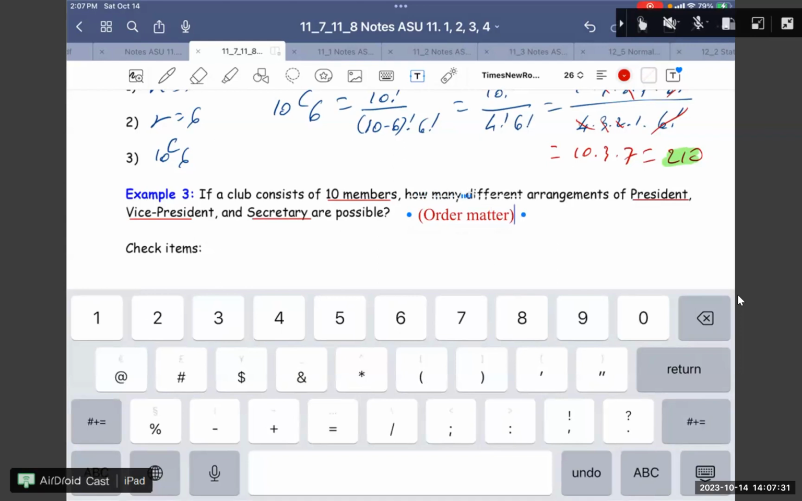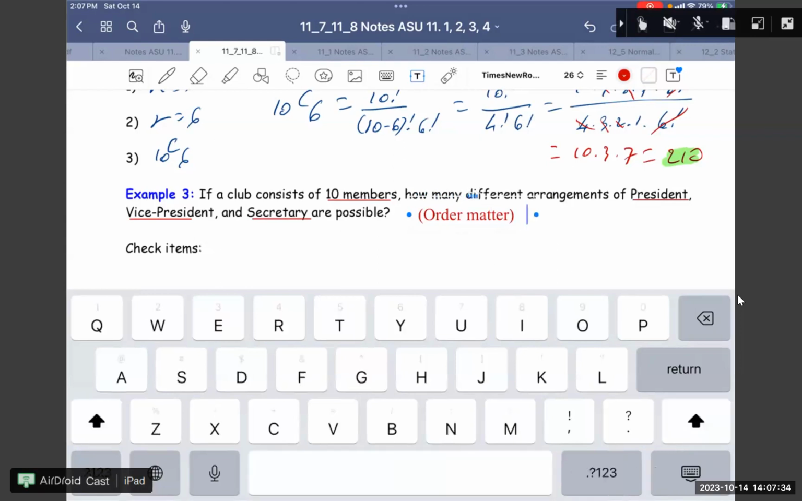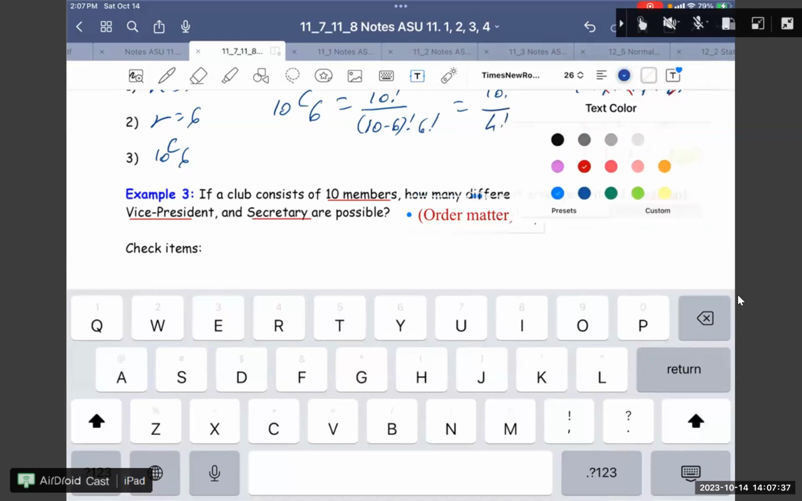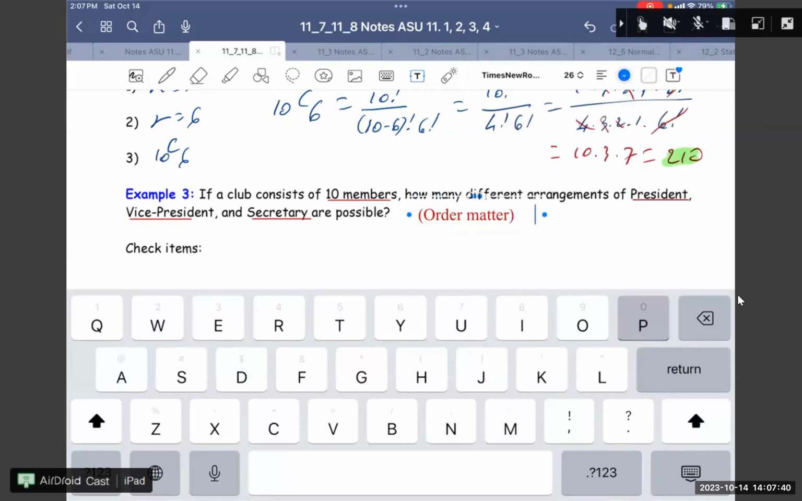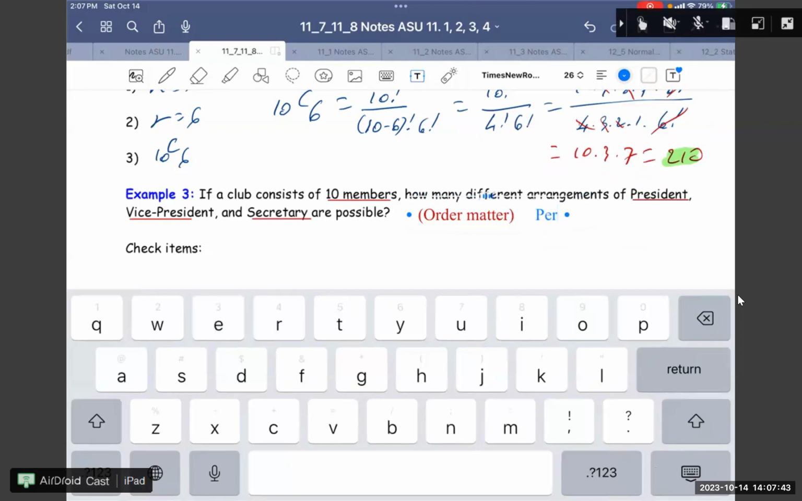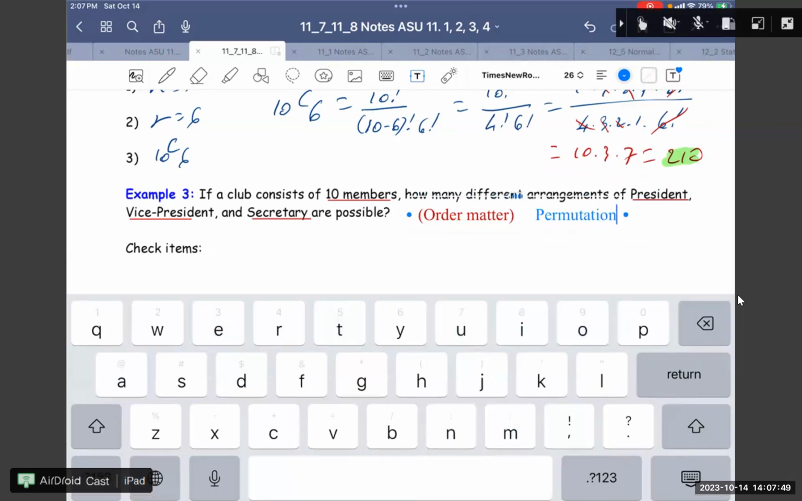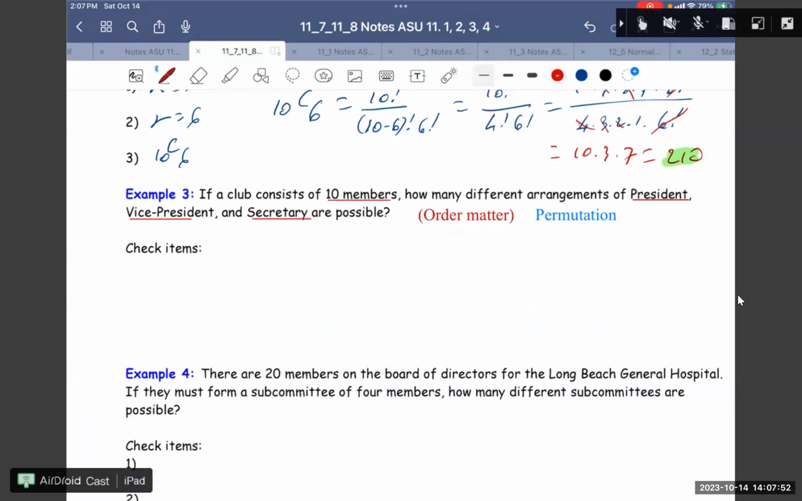If the order matters, what does that mean? It's the permutations, right? Permutation. So if this one is a permutation, N is 10, R is 3. So this one is 10 pick 3, P of 10 to 3.